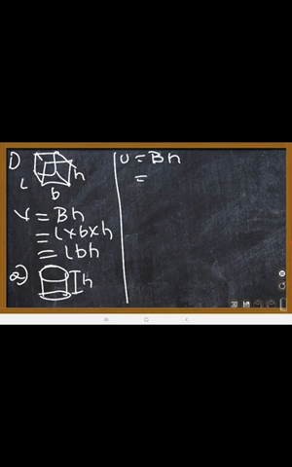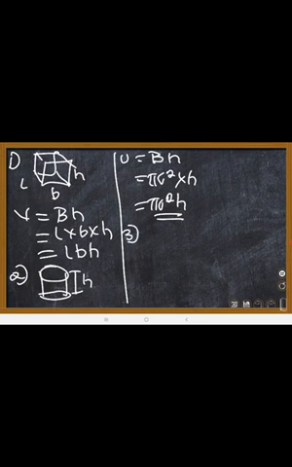So the base of the cylinder is a circle, and you know that the area of a circle is pi r square. The base area is pi r square, times height. So the volume of a cylinder is pi r square h. Volume of a cylinder is pi r square h.